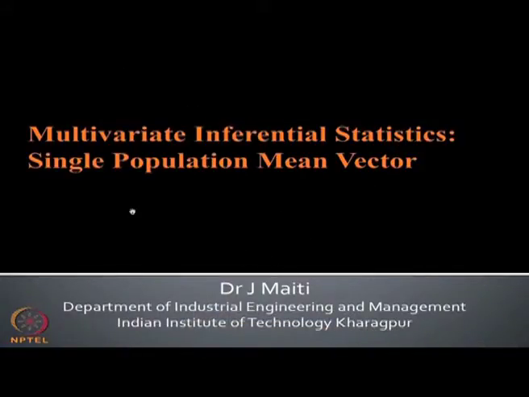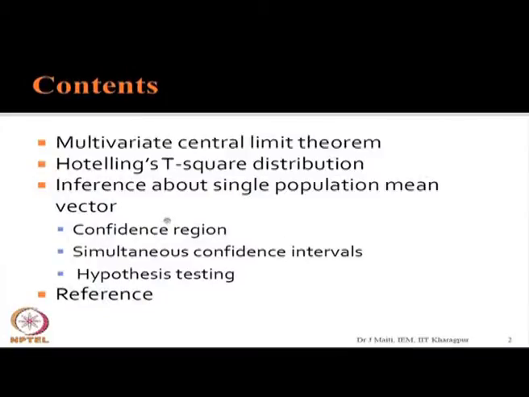Good evening. Today we will discuss multivariate inferential statistics. We will start with single population mean vector and then we will go for two population mean vectors. Under single population mean vector, these are the items we will be covering today: multivariate central limit theorem, Hotelling t-square distribution, inference about single population mean vector, under this confidence region, simultaneous confidence intervals, hypothesis testing, followed by references.